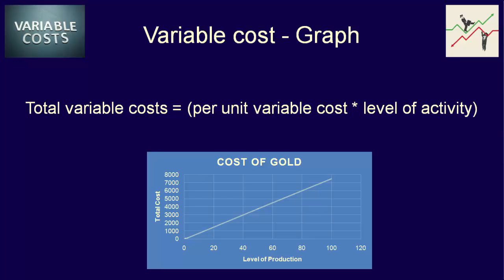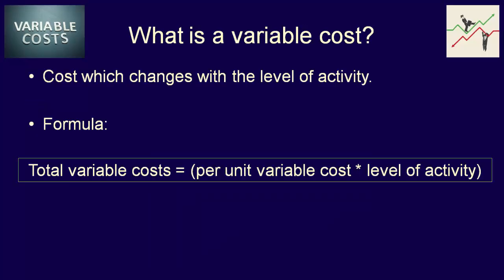And notice that we now have a formula for total variable costs. Total variable costs equals the per unit variable cost multiplied by the level of activity. This is a critical formula in management accounting, one that we will use repeatedly. So, to recap, as the level of activity increases, total variable costs increase. As the level of activity decreases, total variable costs decrease.